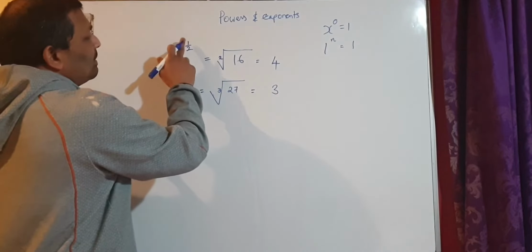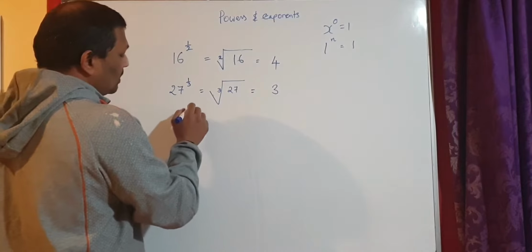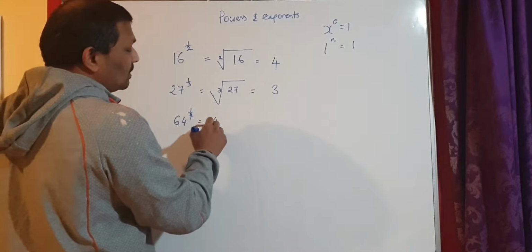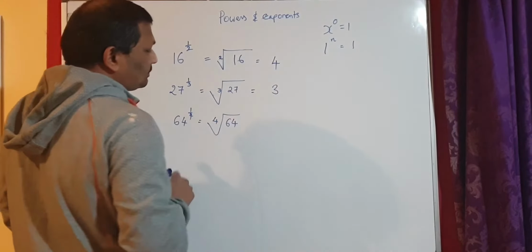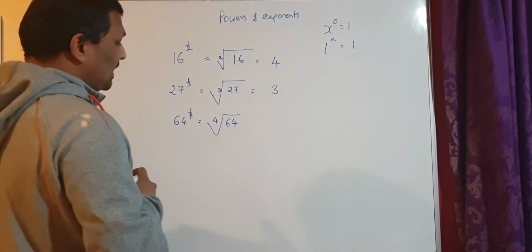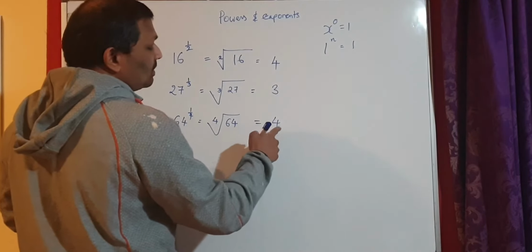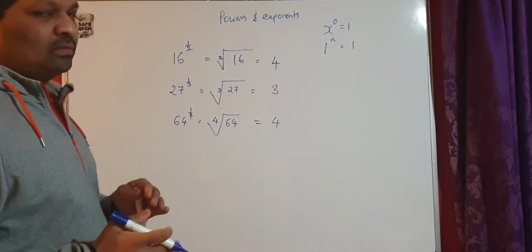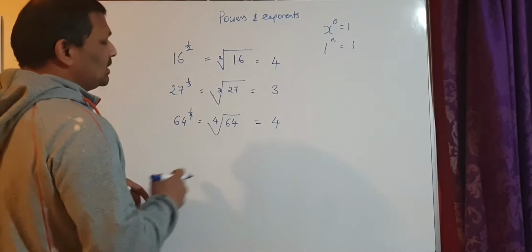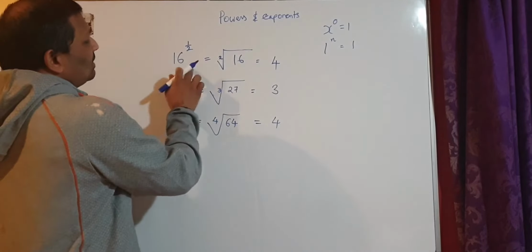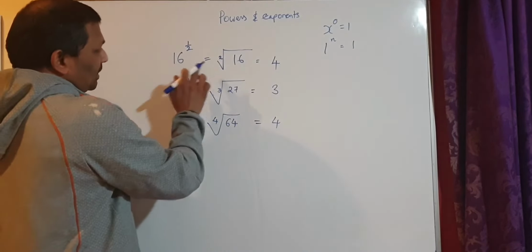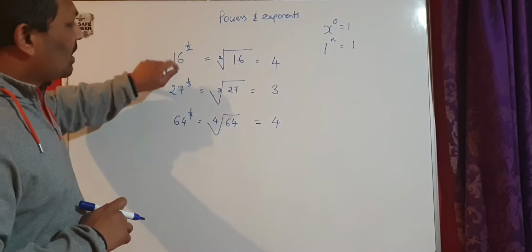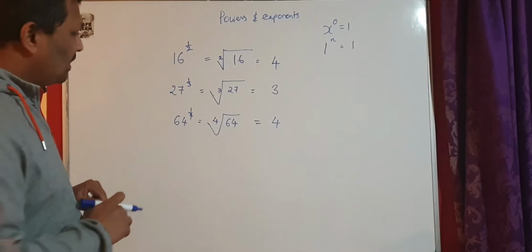For example, 64 to the power of 1 by 4. This can be written as the 4th root of 64, whose value is again 4. How did we get 4? If you multiply 4 by itself 4 times, 4 into 4 into 4 into 4, we get 64. So this is another way of computing numbers that have fractional powers.